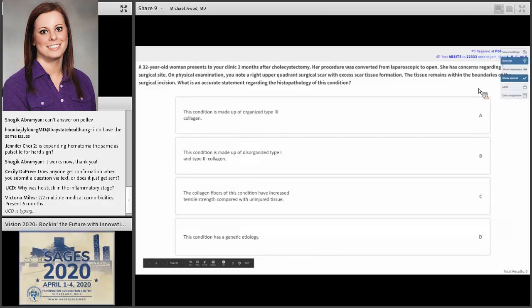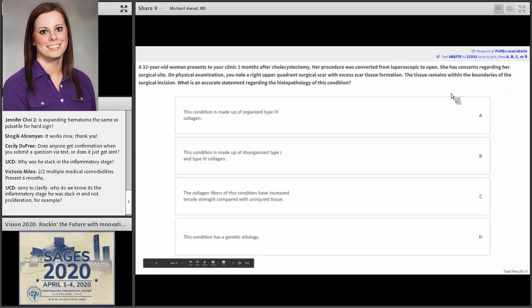A 32-year-old woman presents to your clinic 2 months after cholecystectomy. Her procedure was converted from laparoscopic to open. She has concerns regarding her surgical site. On physical examination, you note a right upper quadrant surgical scar with excess scar tissue formation. The tissue remains within the boundaries of the surgical incision. What is an accurate statement regarding the histopathology of this condition?